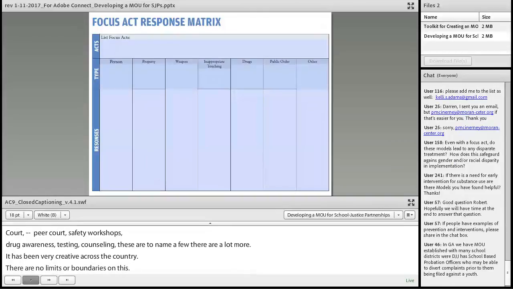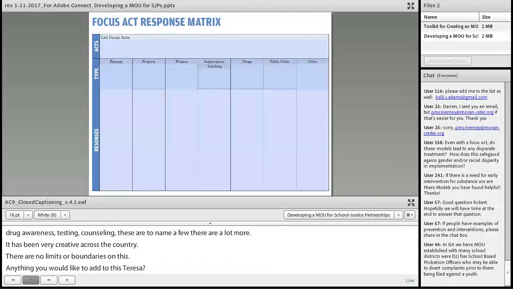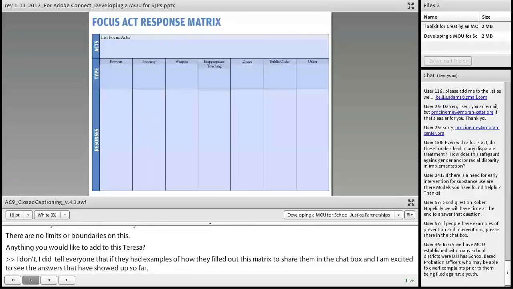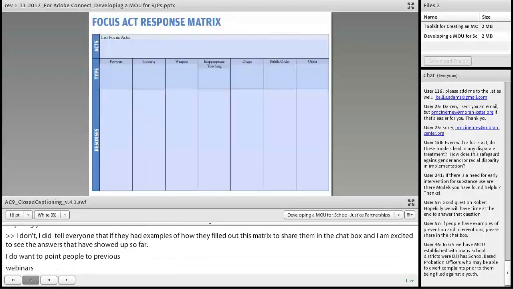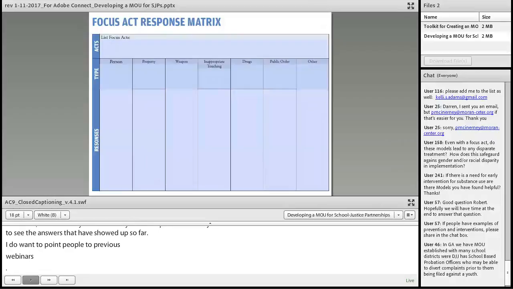I did ask everybody, if you have examples of how you filled out a response matrix, please share in the chat box. I'm so excited to see all the examples that have been given so far. I also want to point people to some of our previous webinar series where we have a whole series on the responder model, which can also fit very nicely into this piece on the MOU, because you definitely need that piece of, if you take away school arrests and you kind of put it back on the schools, there definitely needs to be something filled in. Unfortunately, we don't have enough time to go through that today, but we do have resources available. And again, I encourage people to share and hold your questions to the end, and we're going to try to get to as many as possible. So back to you, Judge.